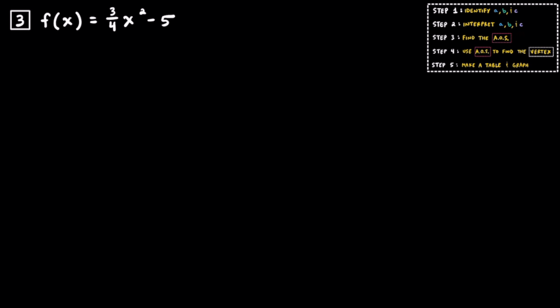For these next few examples, I really encourage you to pause the video to try them on your own and then unpause to see how you did. For number 3, we have f of x is equal to 3/4 x squared minus 5.